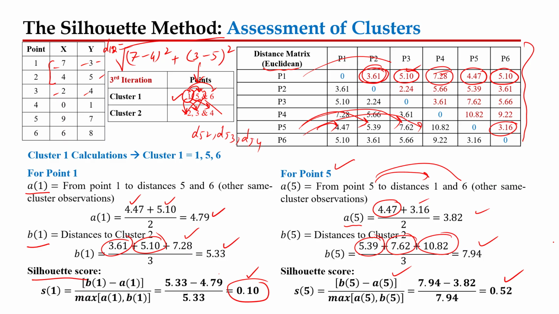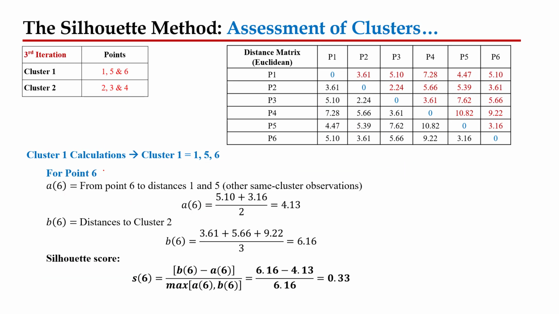The same process we repeat for observation 6. We take the average of the distances between 6 and 5 and between 6 and 1. The 6 to 5 distance is 3.16, and 6 to 1 is 5.10, divided by 2. Similarly, for the second cluster, we take the distances from 6 to 2, 6 to 3, and 6 to 4.